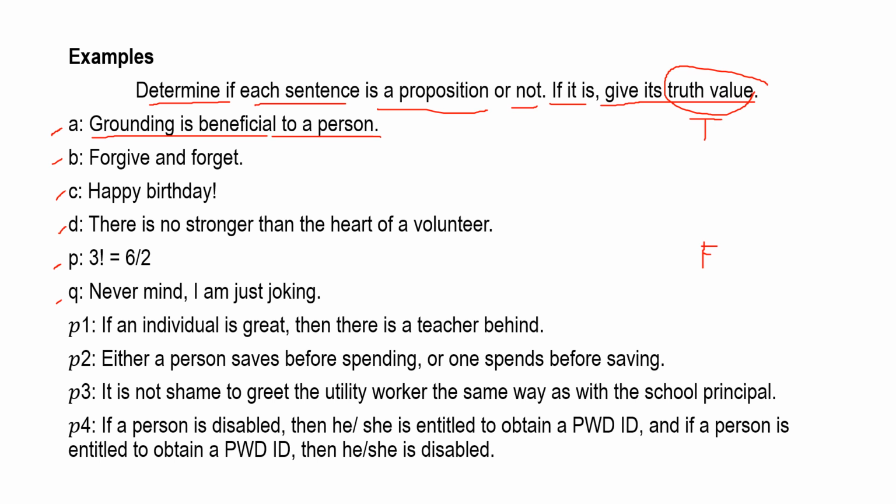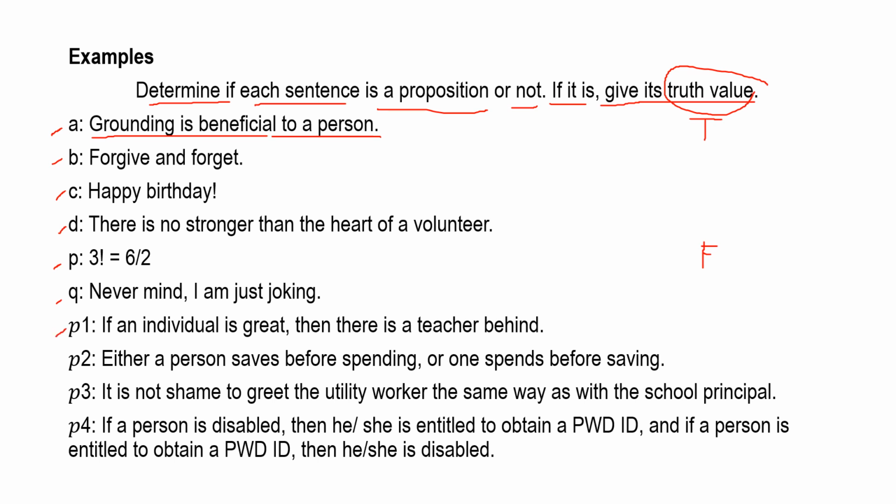Because if someone tells you, never mind, I'm just joking, how can you prove that this statement is a true statement or a false statement? Meaning to say that this statement can be a true statement and a false statement at the same time, because we cannot prove that this statement is a true statement only or a false statement only. That's why Q is not a proposition, even if this is a statement.